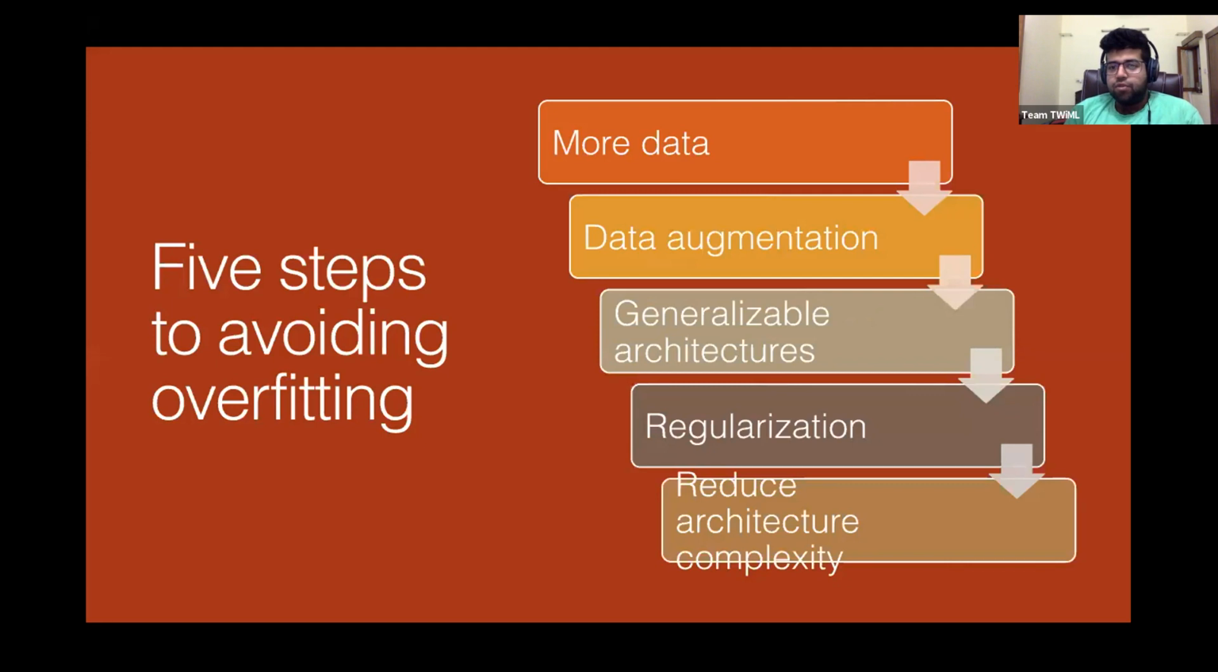These are the 5 steps to avoid overfitting. It was mentioned that although we take the inverse approach, like reducing the architectural complexity, the other approaches should be taken in general. So you should be focusing on other things rather than going straight to your architecture first.